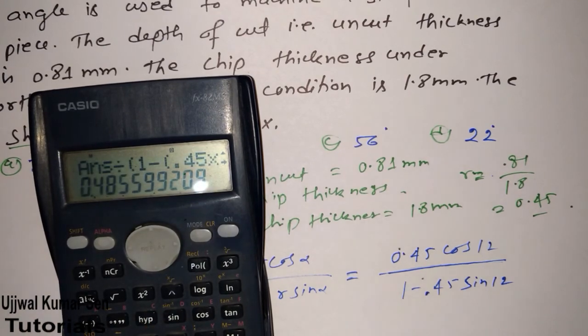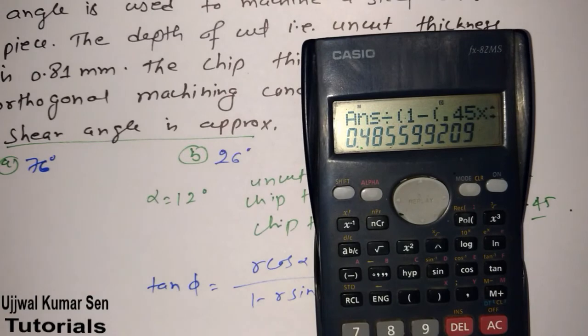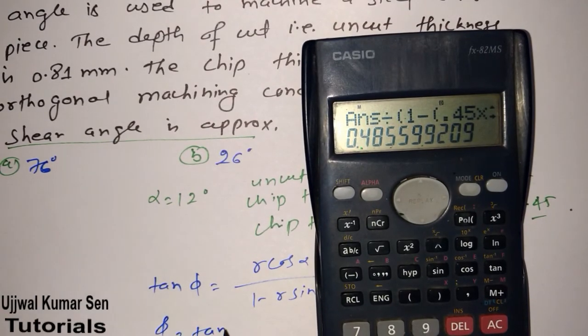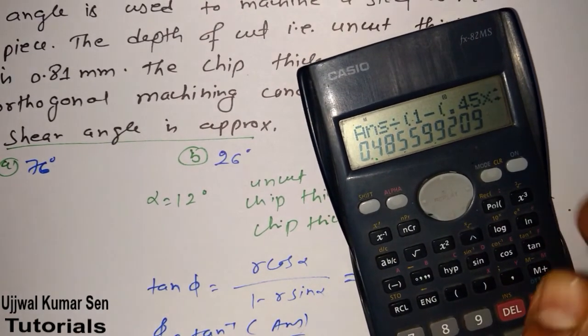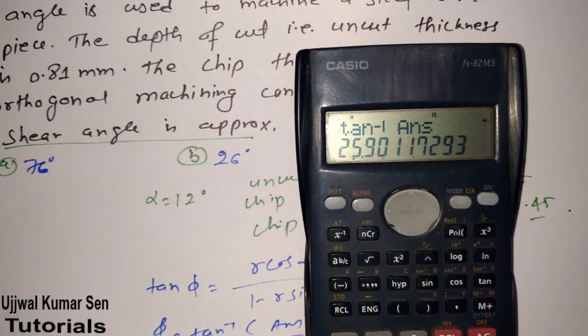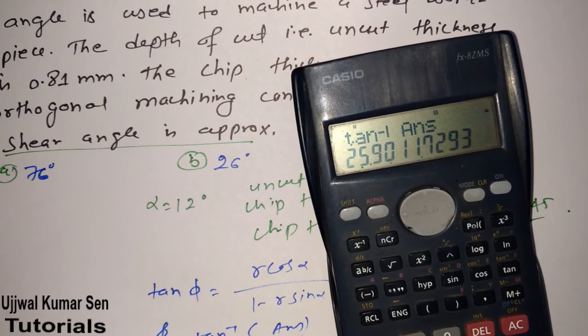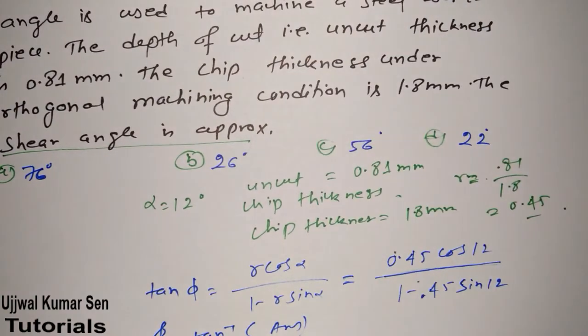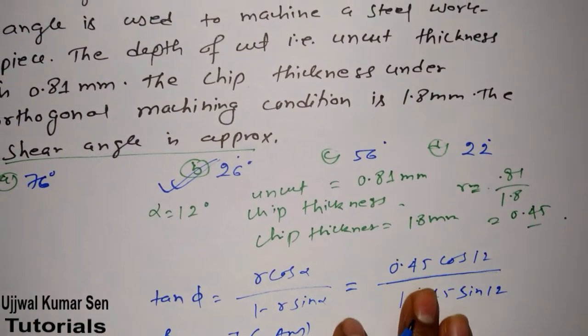We got 0.48. Now we have to find the tan inverse of this answer. So tan inverse of the answer is 25.90 degrees. That means it is equal to 26 degrees.